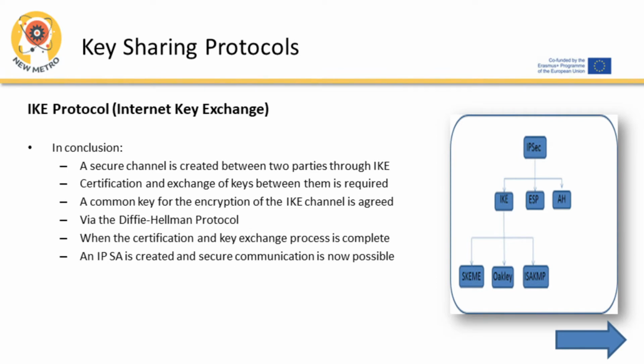Conclusion. Through IKE, a secure channel between 2 parties is created. Certification and exchange of keys between them is required. A common key for encrypting the IKE channel is agreed to via the Diffie-Hellman protocol. When the certification and key exchange process is concluded, an IPsec SA is created and secure communication is now possible.